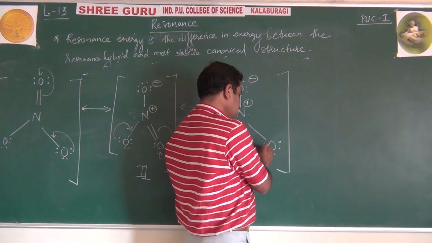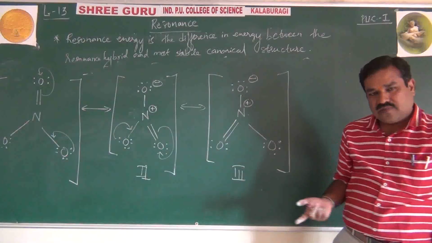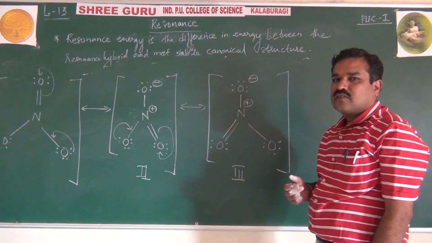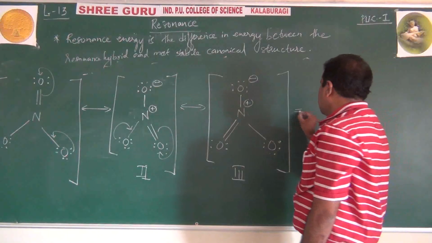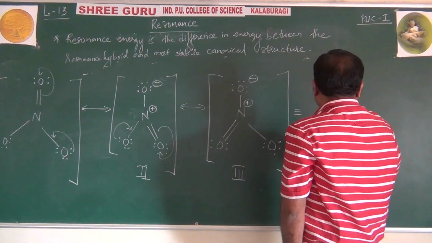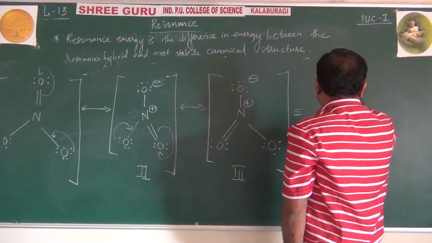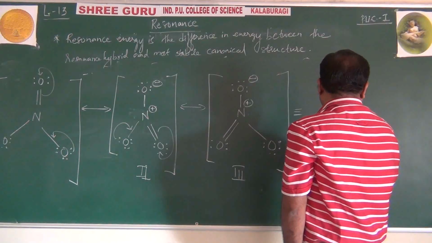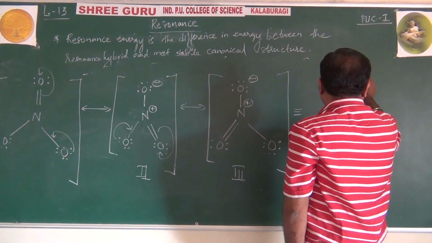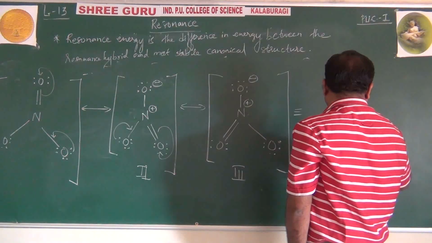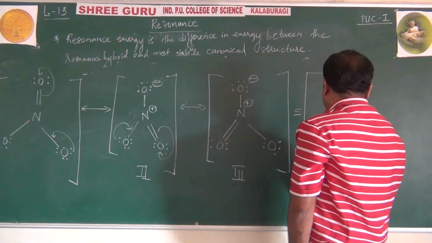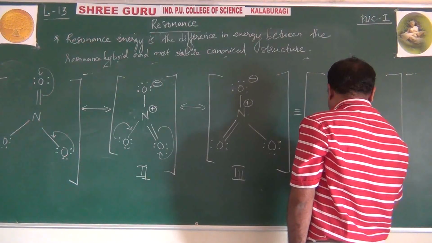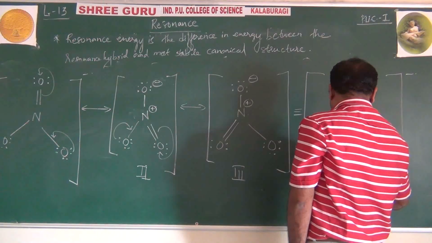Very simple. I am just playing a game here: shifting of pi electrons and lone pair of electrons. And the most stable is the resonance hybrid. Once again, 1, 2, 3. We started the double bond here, shifted here, and ended here. Got it? Same, no change. This is the nitrate radical resonance hybrid.